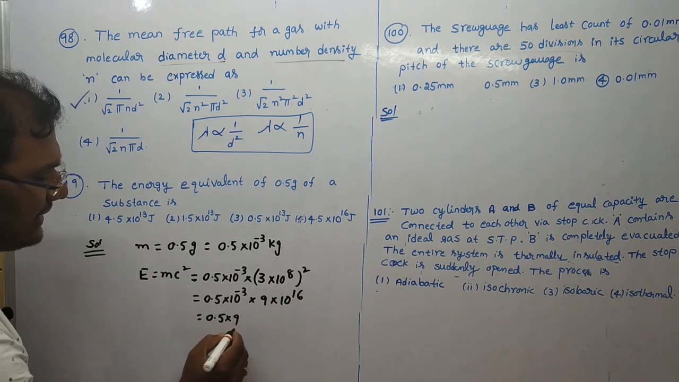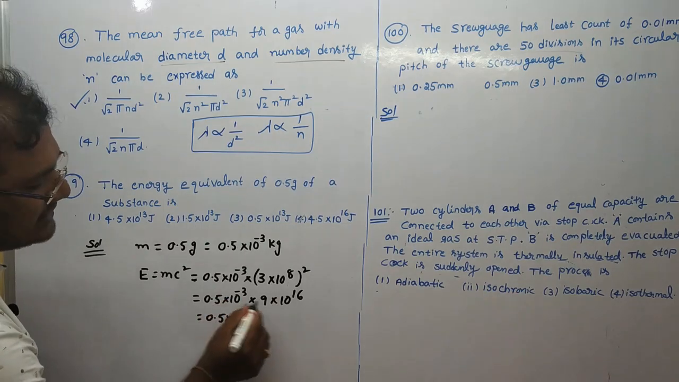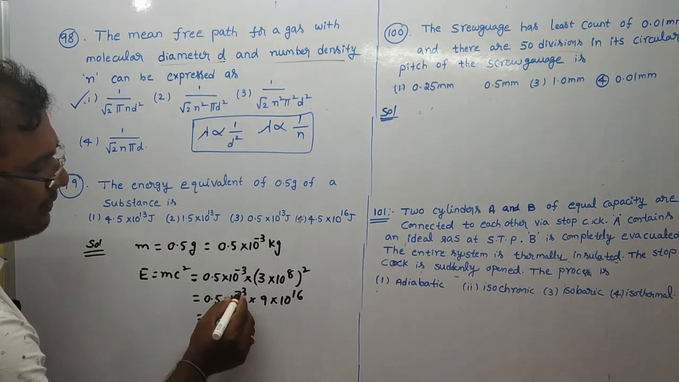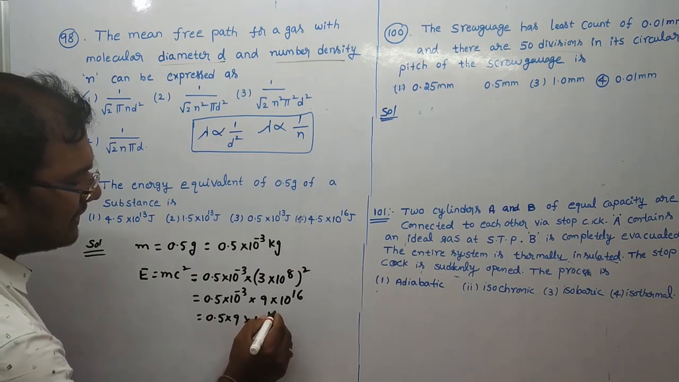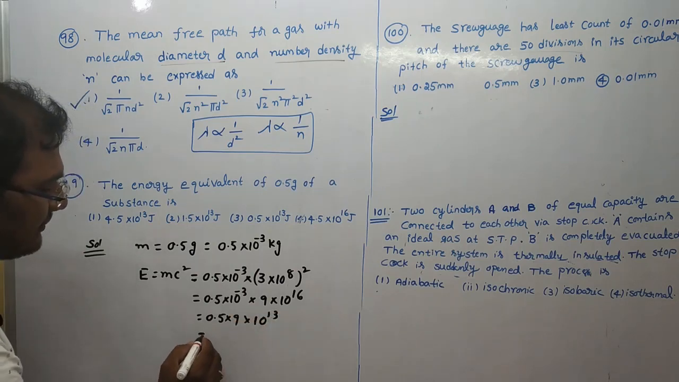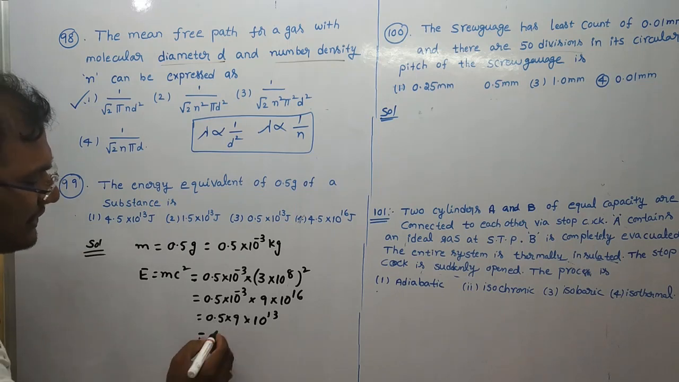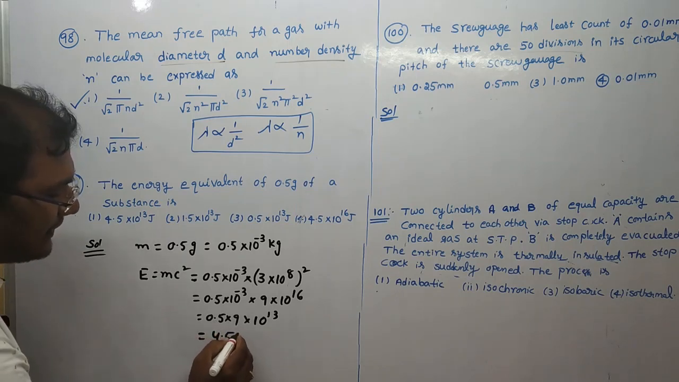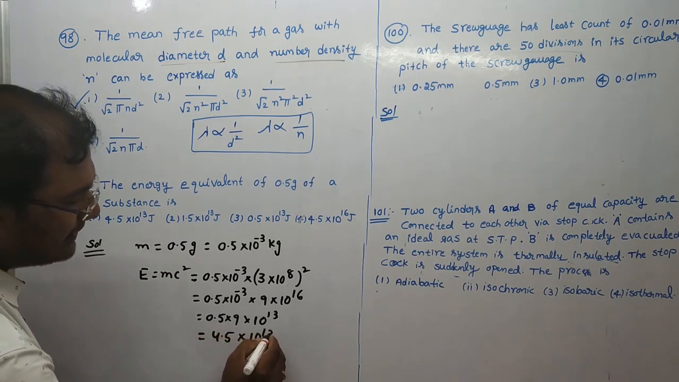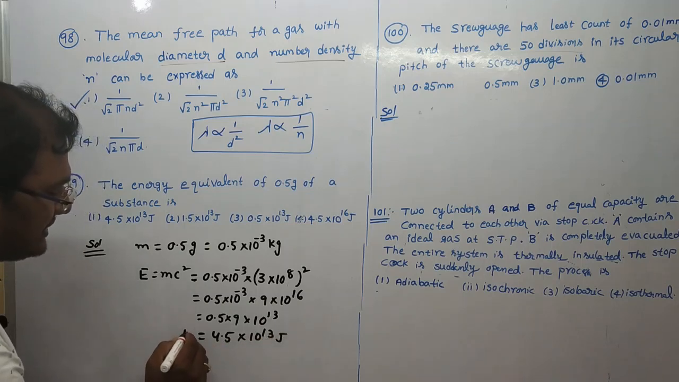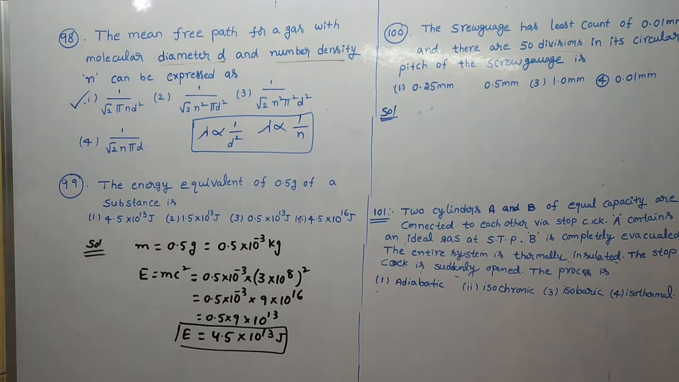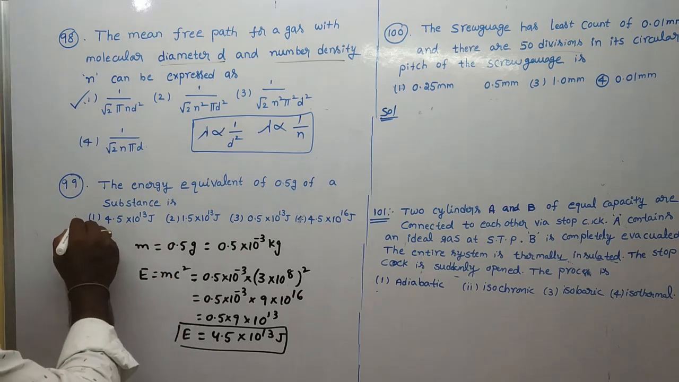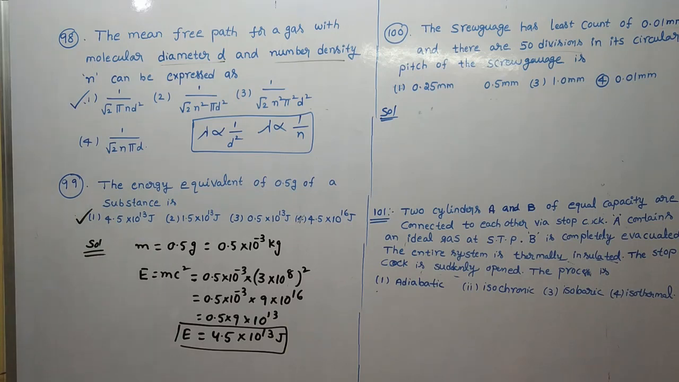Bases are equal, so powers will be added: 16 minus 3 equals 30. Therefore, 0.5 into 9 equals 4.5 into 10 to the power of 30 joules. This is the required answer. In options, option A is the correct one.